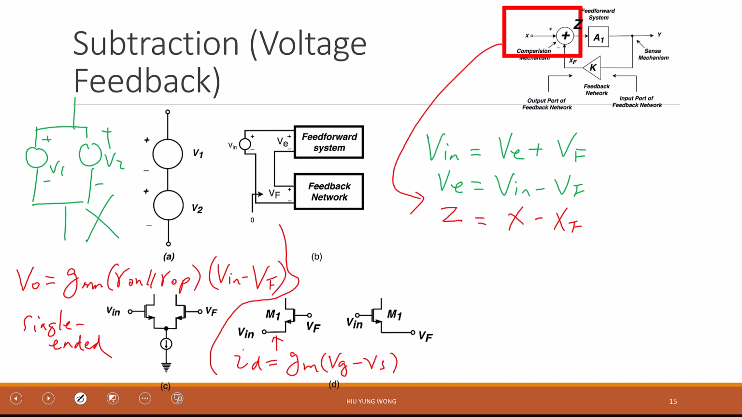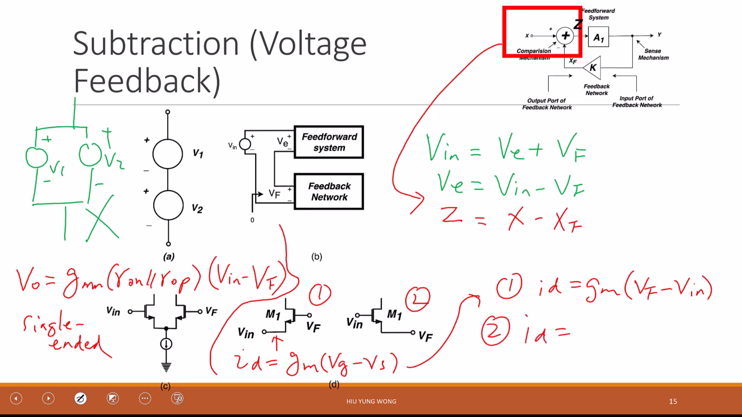This is VG, right? So if I call this case 1, this case 2, then for case 1, I have ID equals GM times what is VG in this case? VF. And what is Vin? So I can do the subtraction on Vin, or in case 2, ID equals GM times what is VG? Vin, and the other is VF, right? So you have the flexibility to do the subtraction by connecting it to the gate or to the source. Okay?